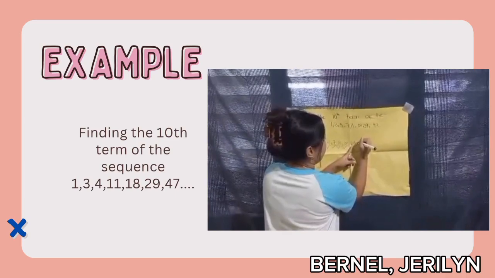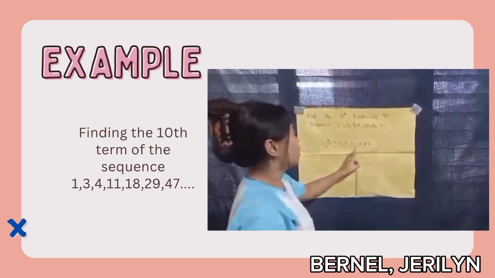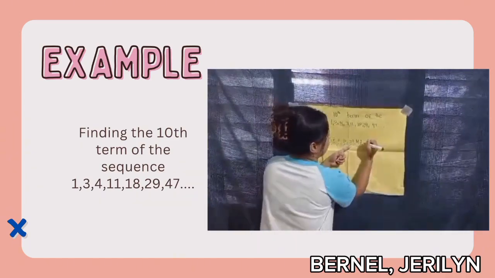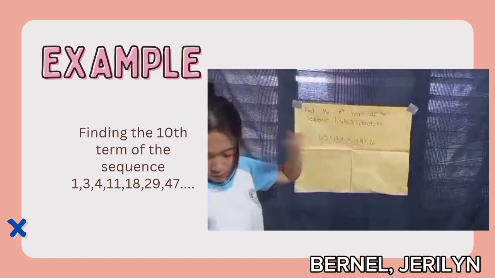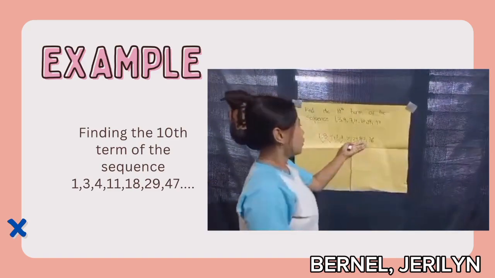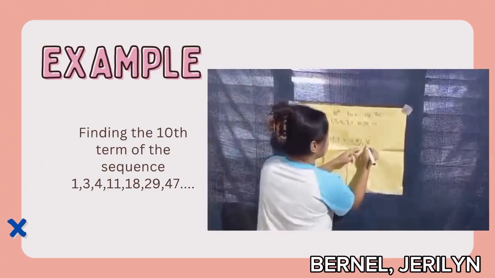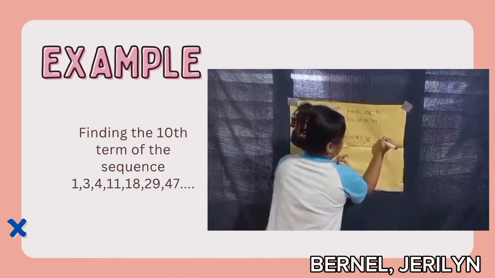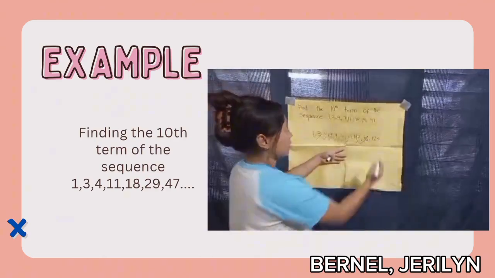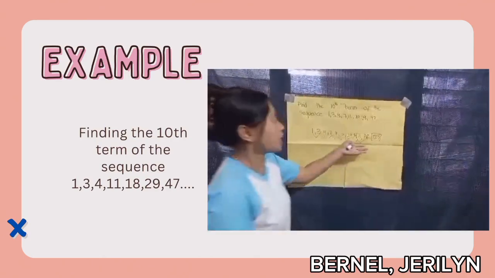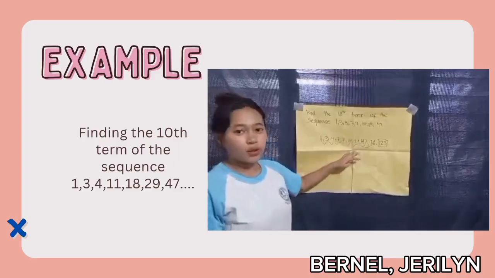Eighth term. So 29 and 47, we add them to form the ninth term. It's 76. Sorry guys. So 47 and 76, we add them to form the tenth term. The tenth term is 123. So our tenth term is 123. So the answer of this one sample is 123.